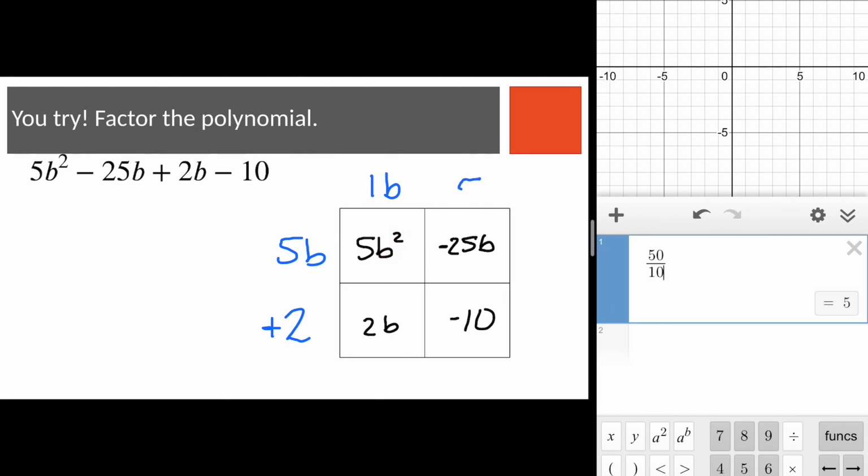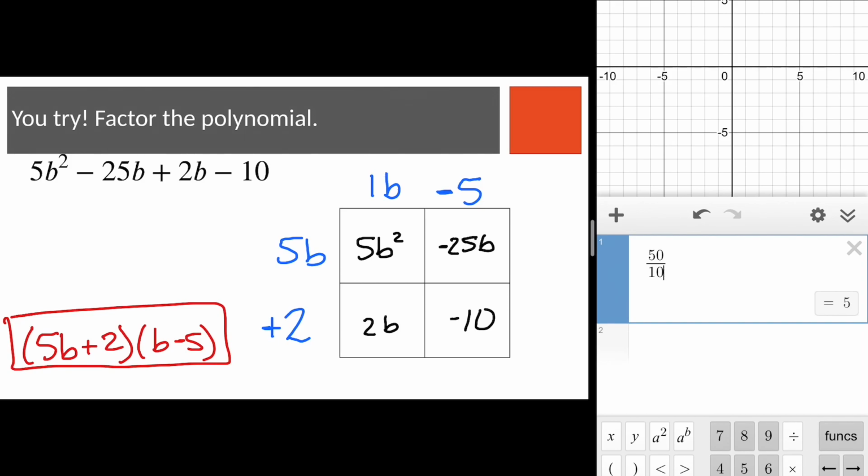And we're going to get 5 and make it negative because 2 times 5 is 10, and the 5 is touching a negative box, so it needs to be negative. So then our two factors are 5b plus 2 and b minus 5.